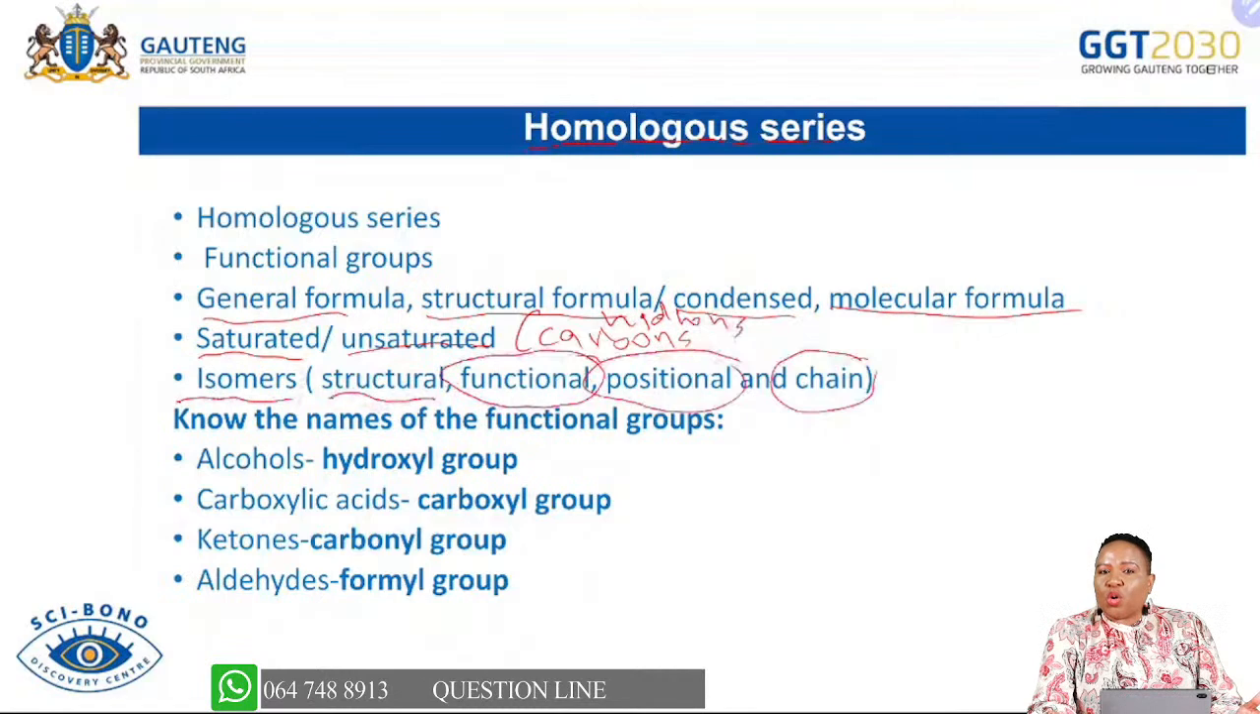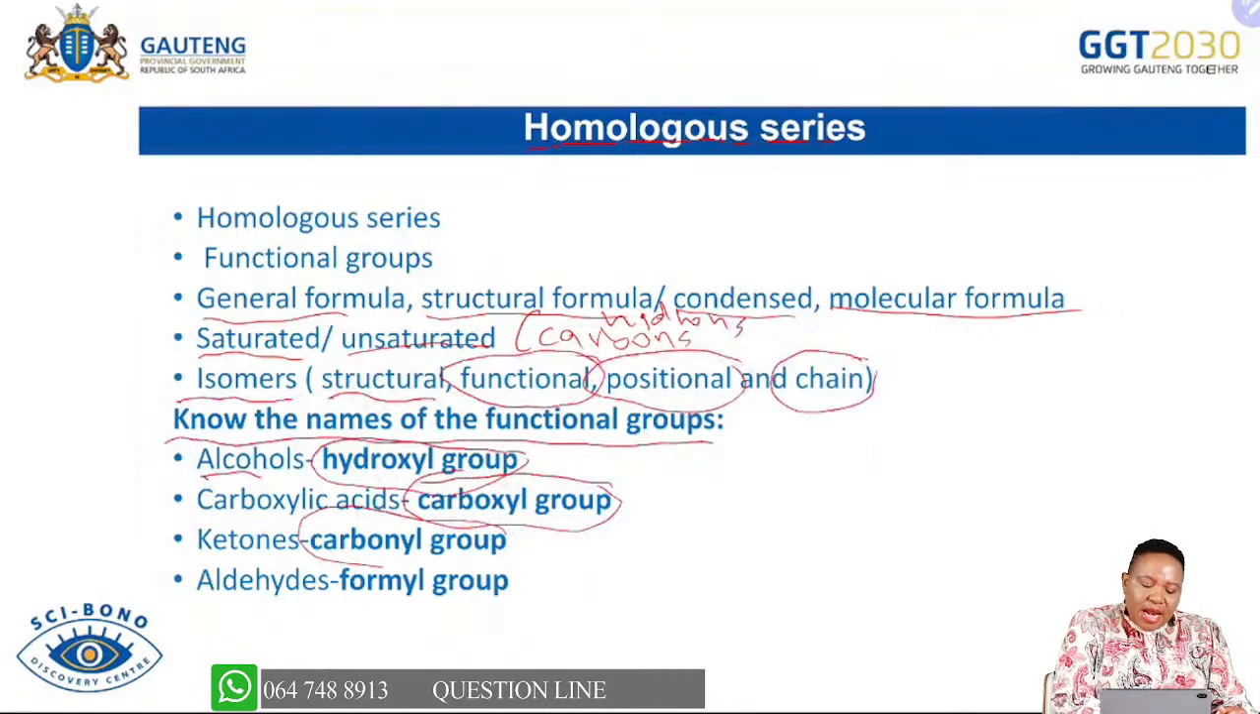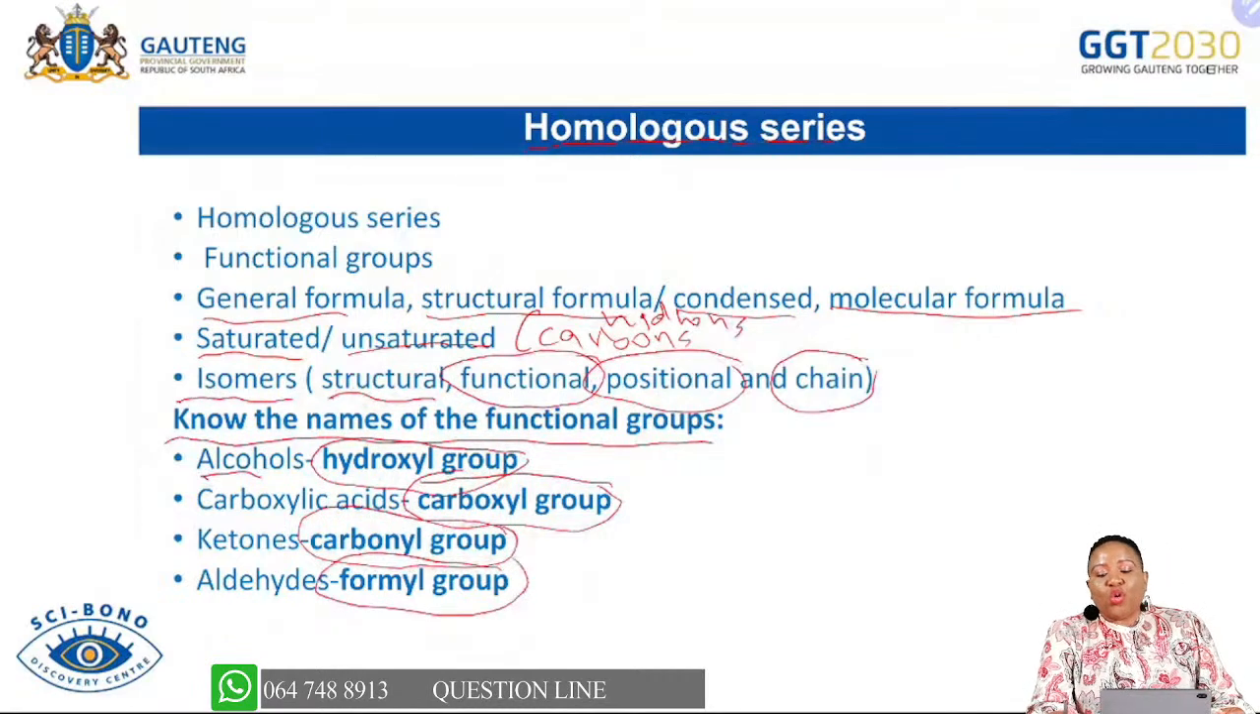Is it about the functional group? Is it about the chain length? Or is it about the position of the functional group? We also talked about the names of the functional groups in some of the instances where names were provided. We looked at alcohols, where they were provided: hydroxyl group for alcohols, carboxyl group for carboxylic acid, carbonyl for the ketones, and phenyl for the aldehyde. So those are all the terms that you need to remember as you are preparing for your examination.